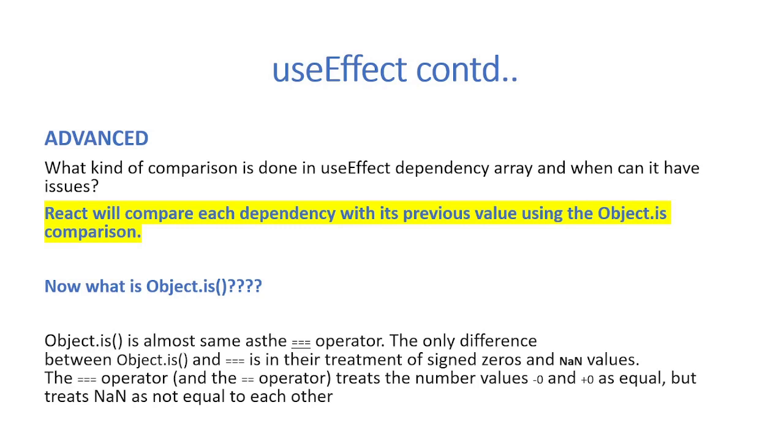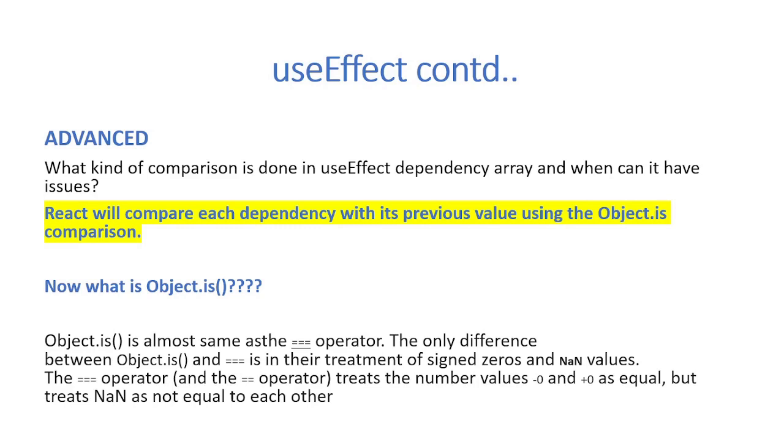So this comparison is done by using Object.is comparison. Okay, so now what is Object.is? Object.is is the same as the triple equal to operator, that is the strict equality operator, but there are a couple of differences actually, in the treatment of signed zeros and NaN, not a number values.